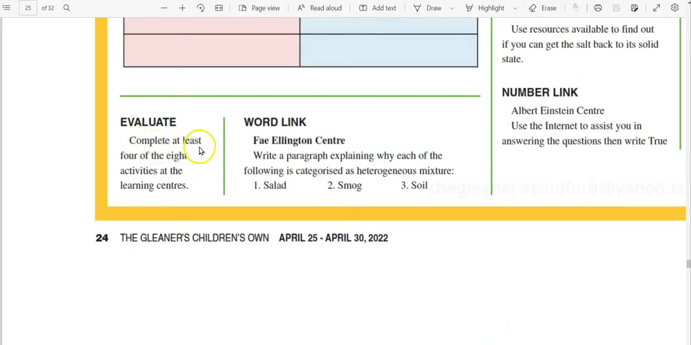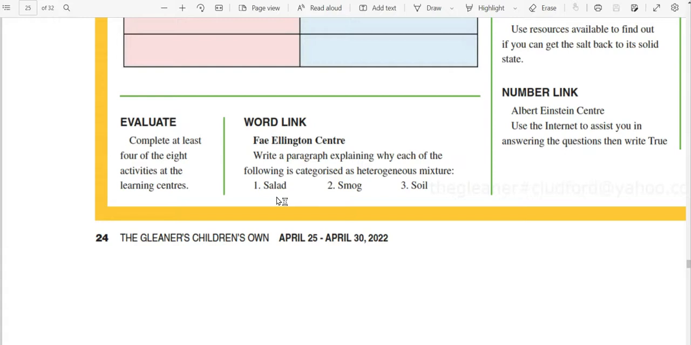Evaluate. Complete at least 4 of the 8 activities at the learning centers. Here we go with the word link at the Faye Ellington Center. Write a paragraph explaining why each of the following is categorized as a heterogeneous mixture. So here we have the what? Salad. We spoke about that just now. And remember that heterogeneous means that we can easily see that they're made up of different parts.